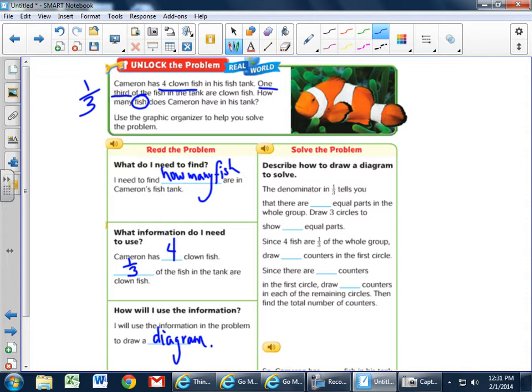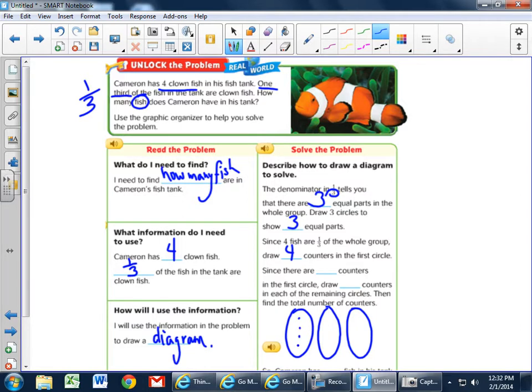Solving the problem, describe how to draw a diagram to solve the problem. The denominator in 1/3 tells you that there are going to be 3 equal parts in a whole group. So you're going to draw 3 circles to show the 3 equal parts. So it looks like they give you some space here. Since 4 fish are 1/3 of the whole group, you're going to draw 4 counters in the first circle. So it wants us to draw 3 equal groups here, kind of a different way than they did for us yesterday. And 4 of them in each one.